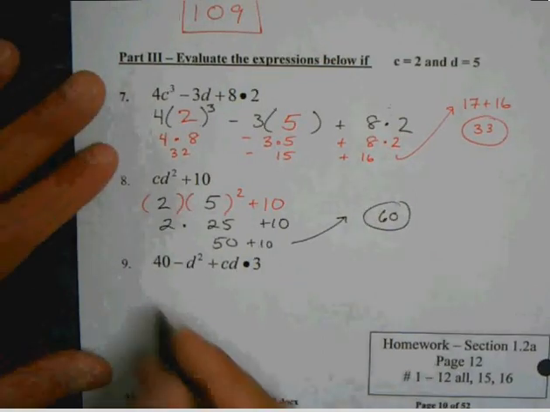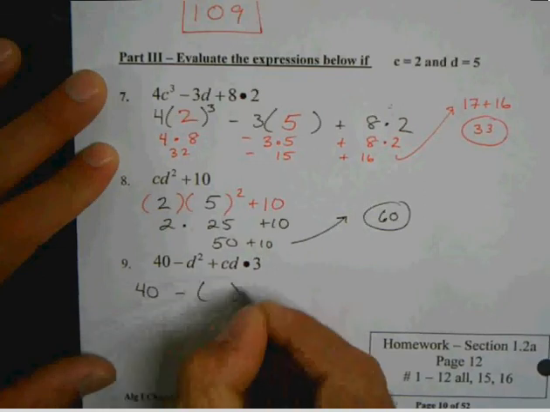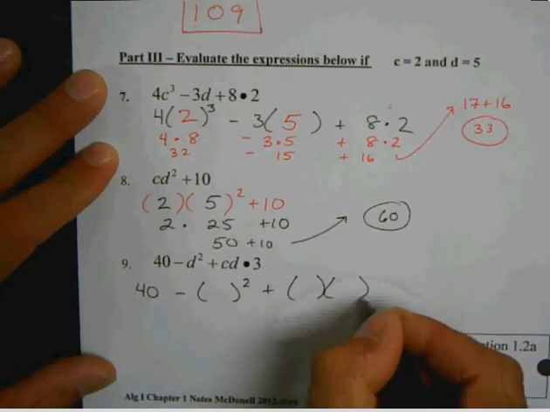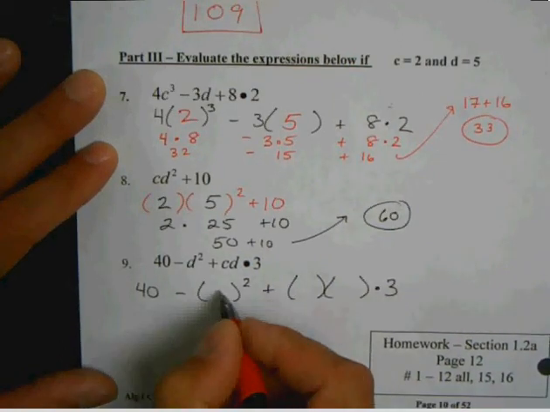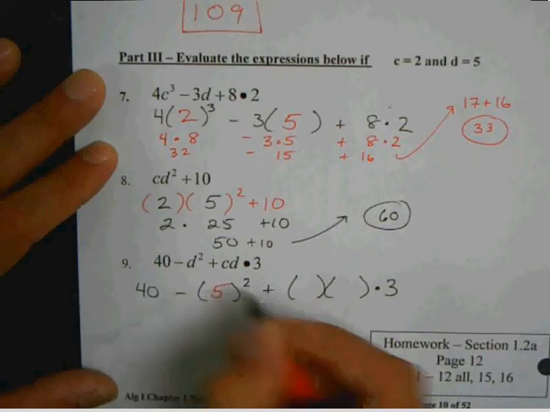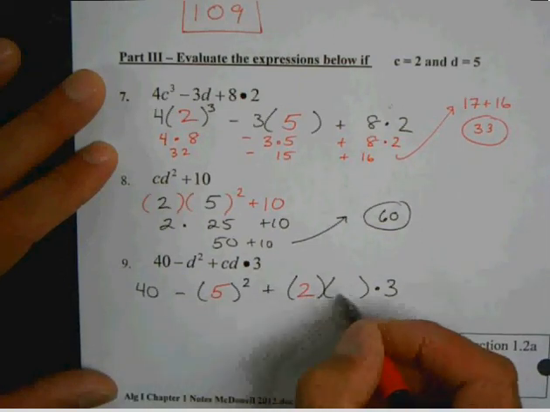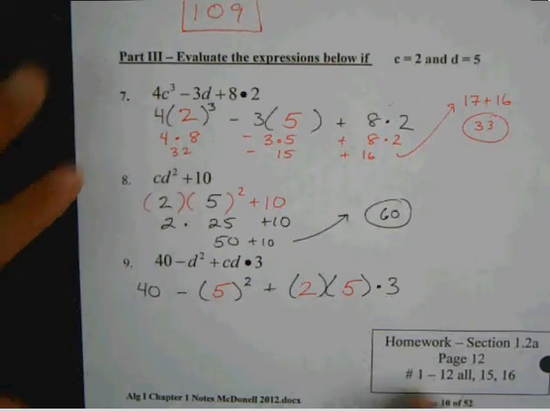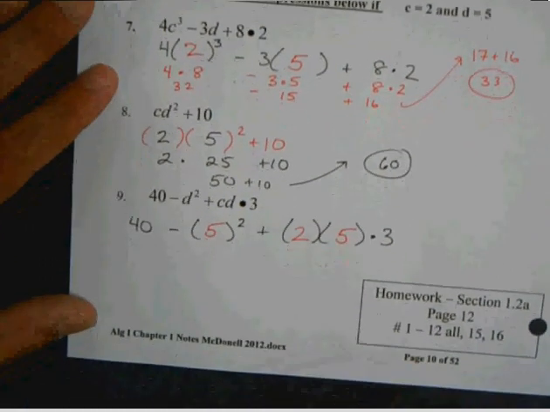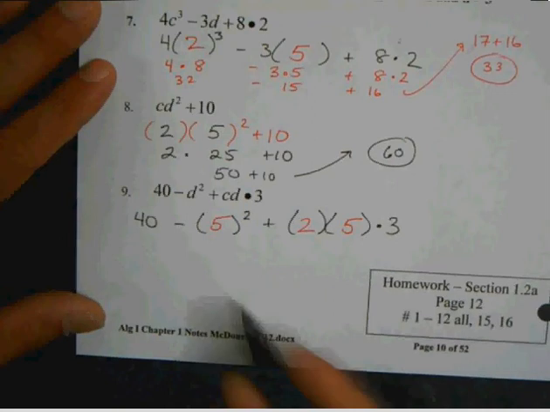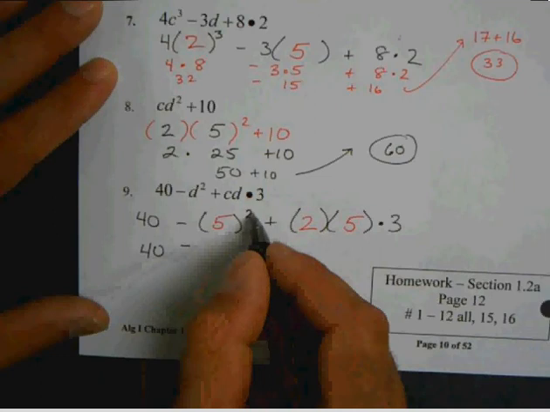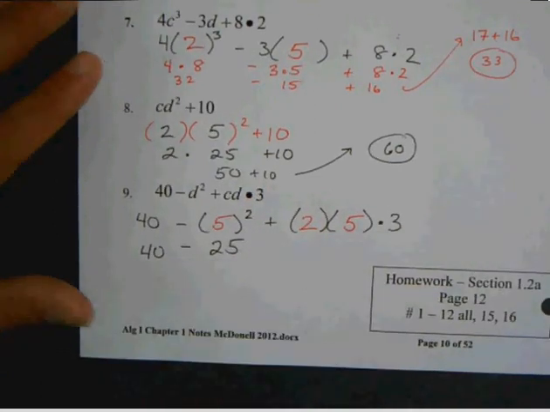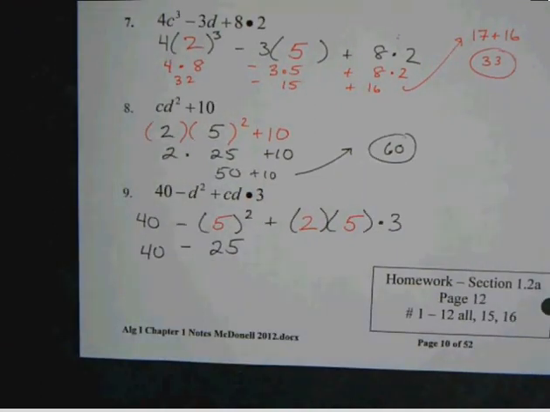All right, last one, but not least. 40 minus parentheses squared plus 2 times parentheses times 3. What's my D again? 5. My C, once again, is 2. My D is 5. Ladies, help me out on this one. What's my first step? Okay, Jocelyn, go ahead. Do my exponent. 25. So I replace the parentheses squared with 25. Why did it stay negative? Why is this not positive 25?